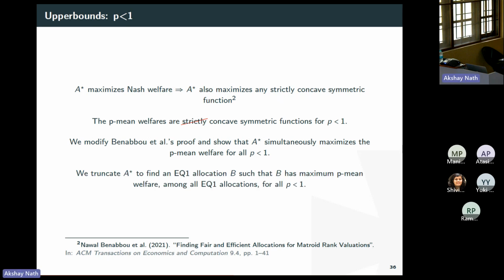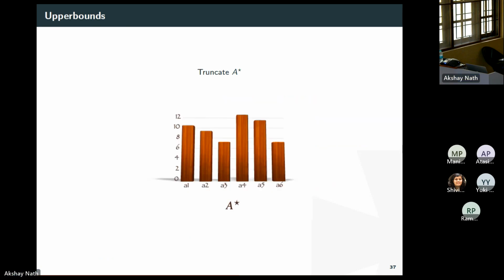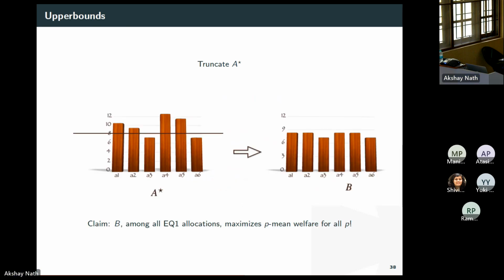Now let's start with that optimal allocation and truncate it to find an EQ1 allocation from that Nash optimal allocation. How that truncation is done is, suppose this is A star, which is not EQ1 to begin with and has different utility levels for every agent. You take the minimum utility of any agent, add 1 to it, truncate all the remaining extra welfare, and allocate all these goods wastefully among all the agents. Now the utility profiles look something like this. This is EQ1.